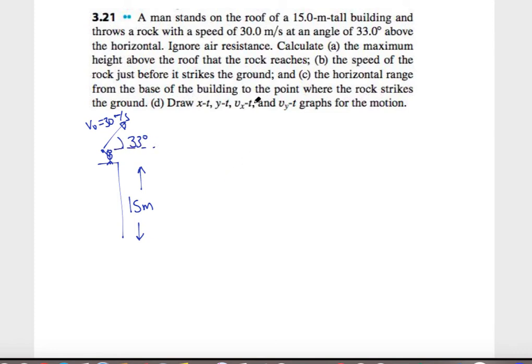So we want to calculate the maximum height above the roof that the rock reaches. So first off, the rock makes some kind of path like this before hitting the ground.